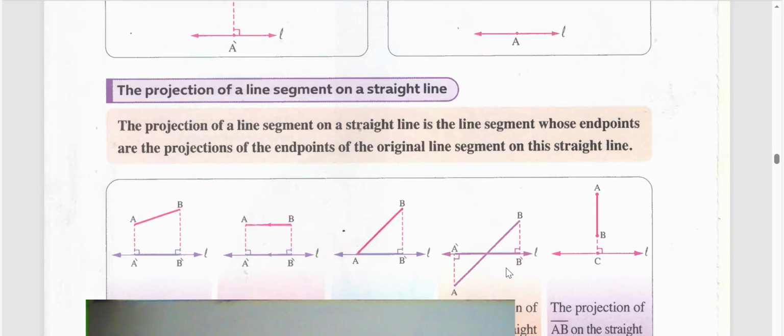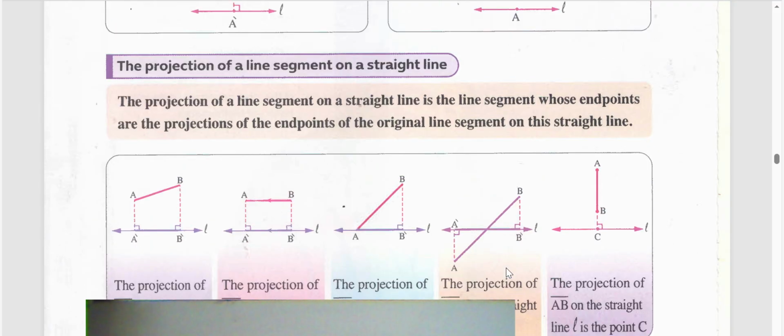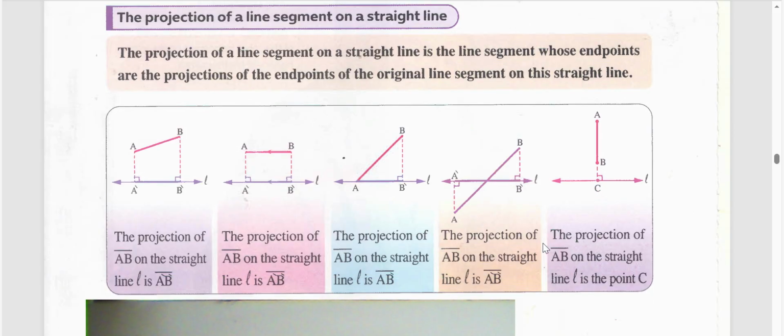The projection of a line segment is always less than or equal to the original side. The projection of a line segment or straight line is the line segment whose endpoints are the projections of the endpoints of the original line segment on the straight line. Like this, if E is perpendicular to the straight line, its image will be point T. The projection of point A will be A dash and B will be B dash. The projection of AB will be A dash B dash, because A lies on the straight line L, so the image of point A is the same point.